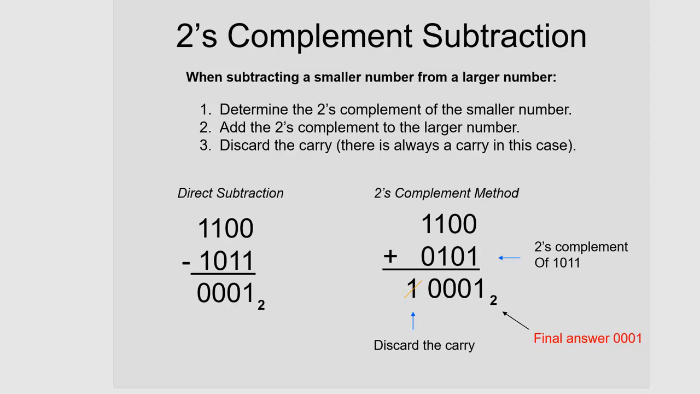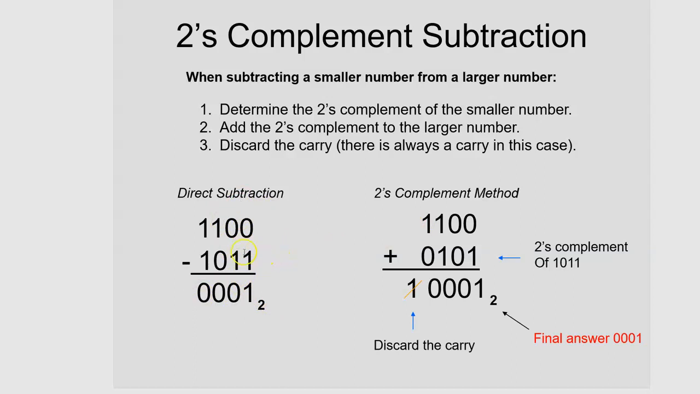So again, try this using direct subtraction, and then what we're going to do is take the twos complement of this to get the negative of this, and we're going to add the negative to this original number, and it should give us the same result.